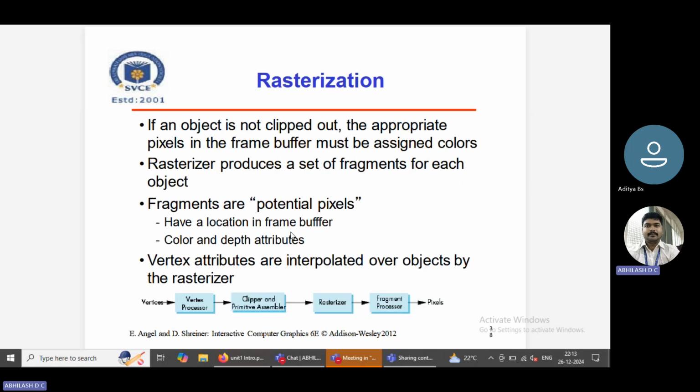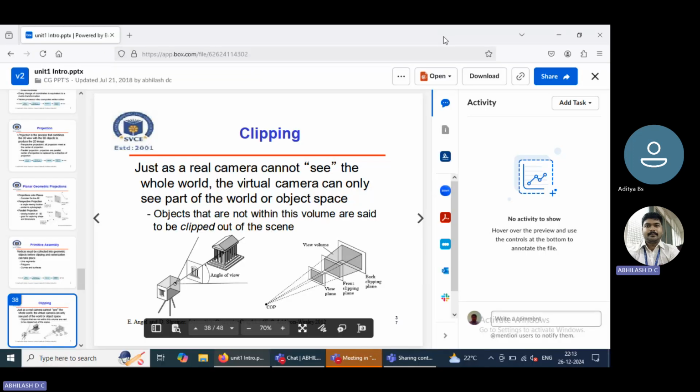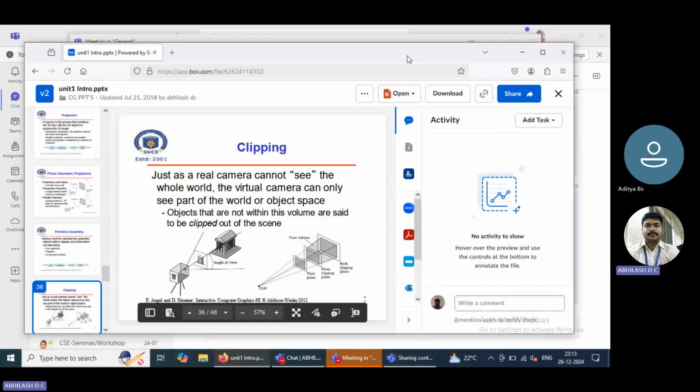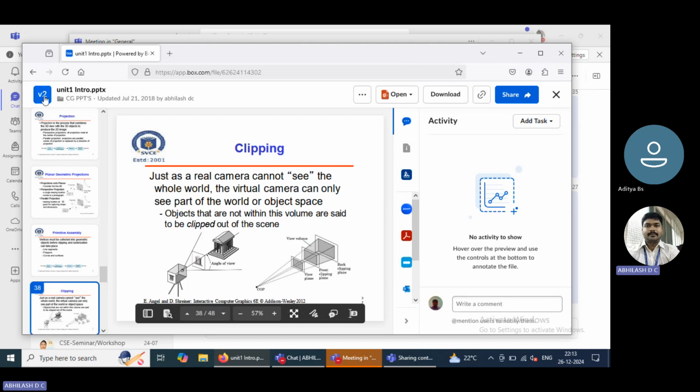And we need the concept of clipping. What do we mean by clipping? In my laptop, my viewing area is only this much. Anything that goes outside the screen has to be cut off. That is called clipping. I'll just do one thing. Can you see the browser now? Yes, sir. You can see this window, right?